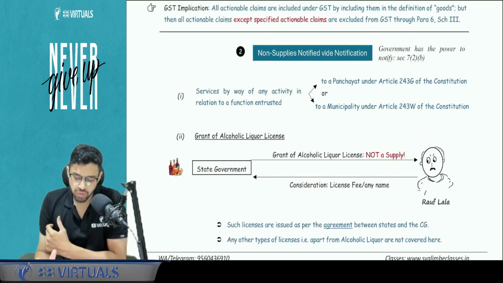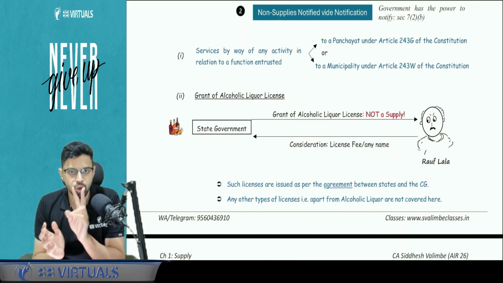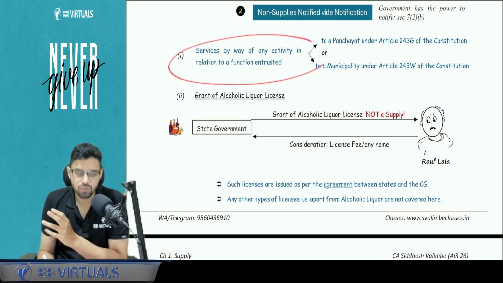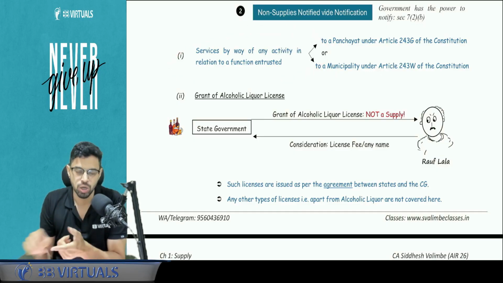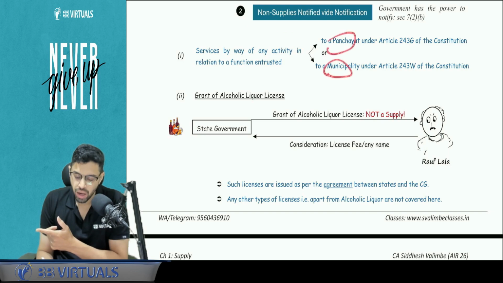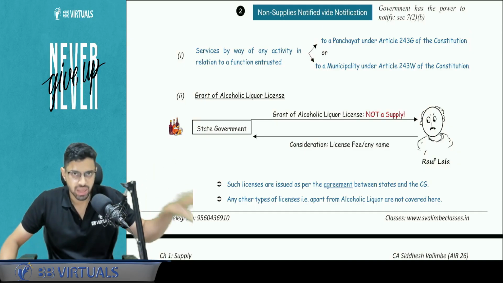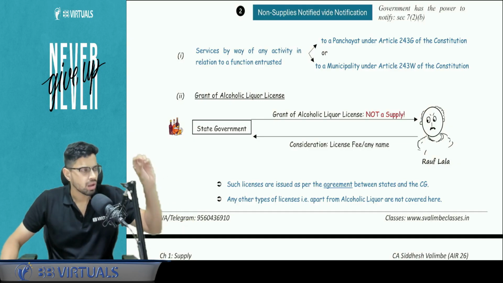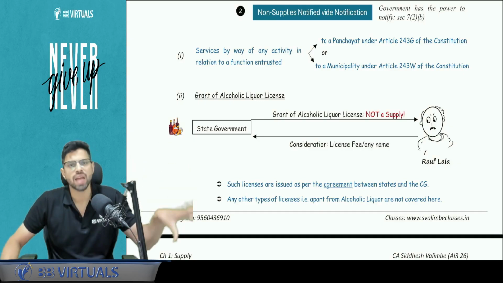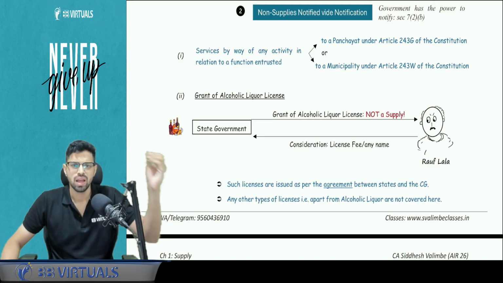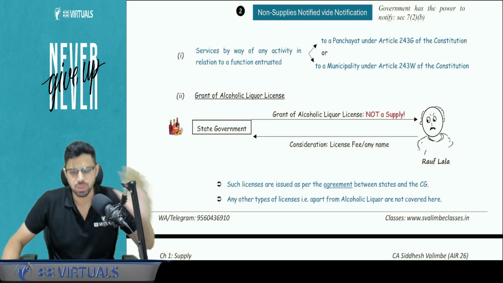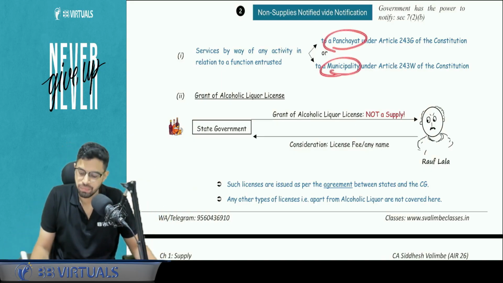Okay, next we talk about the non-supplies through a notification. Two non-supplies were covered. First, any services with respect to activity or functions entrusted to a municipality and panchayat under Articles 243W and 243G. Now, what are these functions entrusted? These functions are entrusted with respect to the local level of governance for ensuring safety, cleanliness, treatment, all the services which happen at the local level, garden maintenance, basic safety. All those points are covered with respect to the panchayat and municipality. The services exactly are covered under the 11th and 12th Schedule.